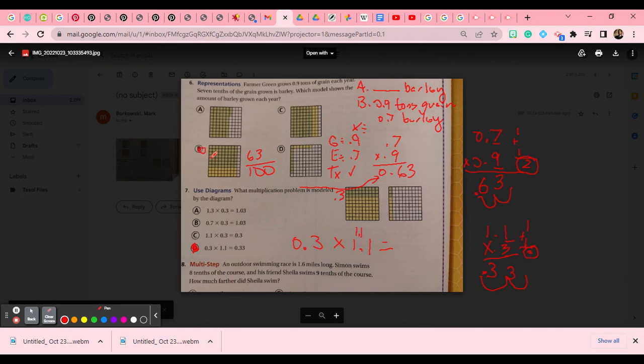Again, it's all about following along and working along and making sure you understand what we're doing.